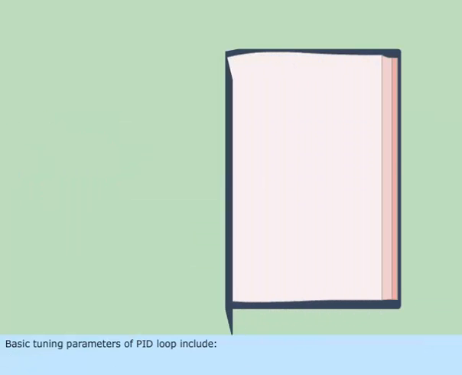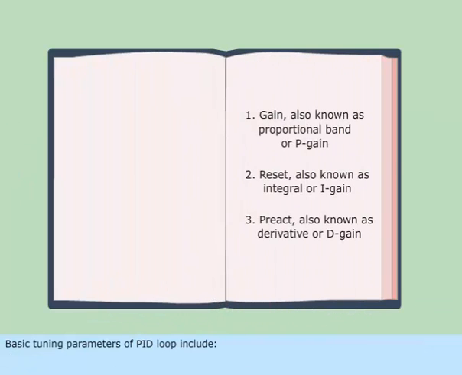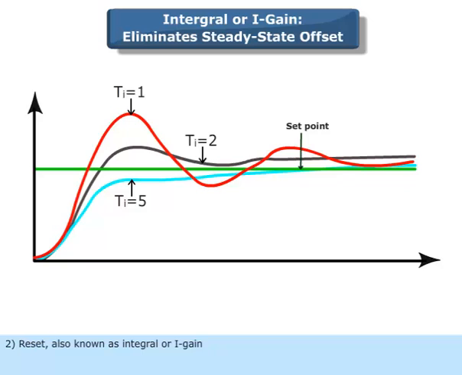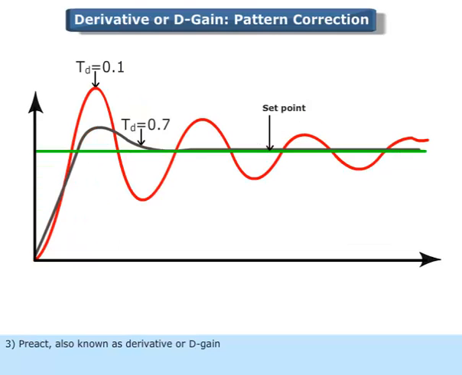Basic tuning parameters of PID loop include: 1. Gain, also known as proportional band or P-gain. 2. Reset, also known as integral or I-gain. 3. Preact, also known as derivative or D-gain.